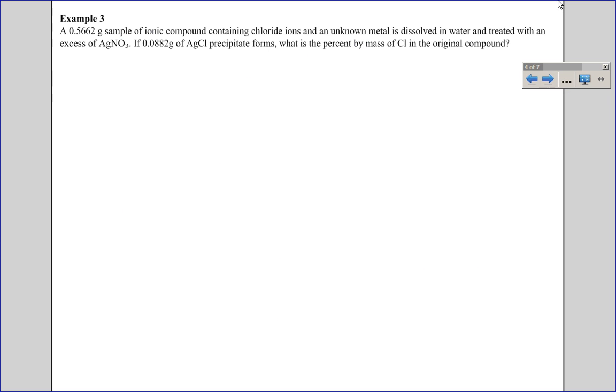In example 3, this is specifically an example of what we would refer to as gravimetric analysis. So we're using masses in order to study a sample. We've got an ionic compound that contains chloride ions and an unknown metal. So for the purpose of studying this, I'm just going to call my metal M, and I know it's a chloride of some metal. And I'm starting with 0.5662 grams of this.